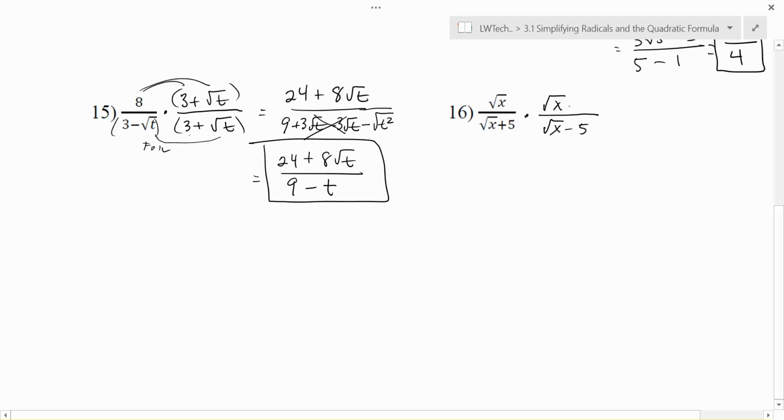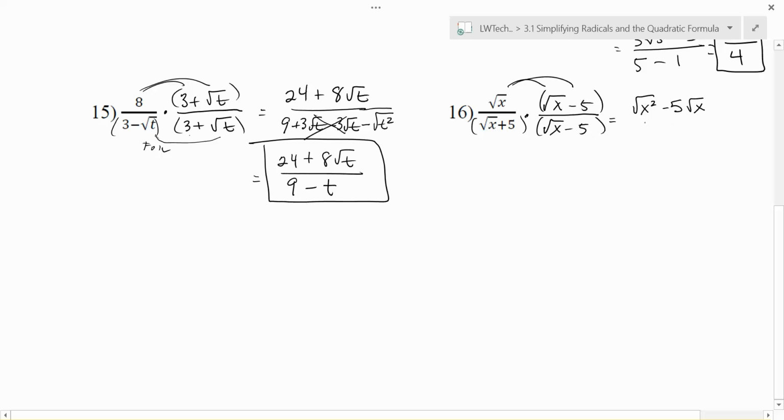If you do it on the bottom, you have to do it on the top, so it's like multiplying by 1. And now I'm going to have to go through and do these multiplications here. Here I have one term by a group, so I'm just going to use the distributive property. The square root of x times the square root of x, we multiply the insides and get square root of x squared. Square root of x times minus 5, we do outsides and insides and end up with a minus 5 root x.